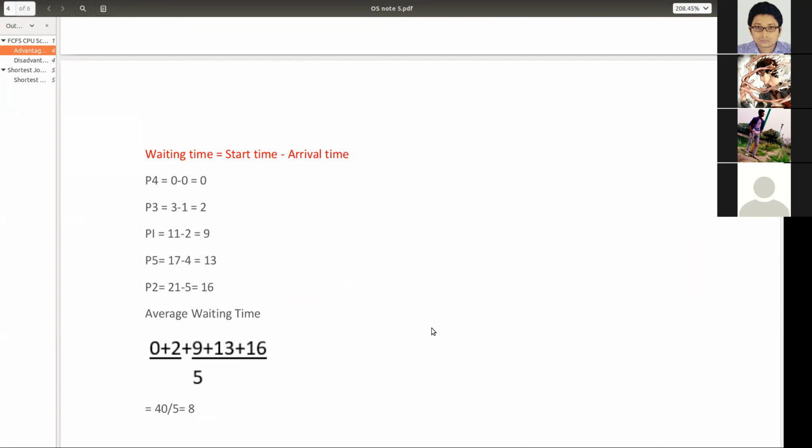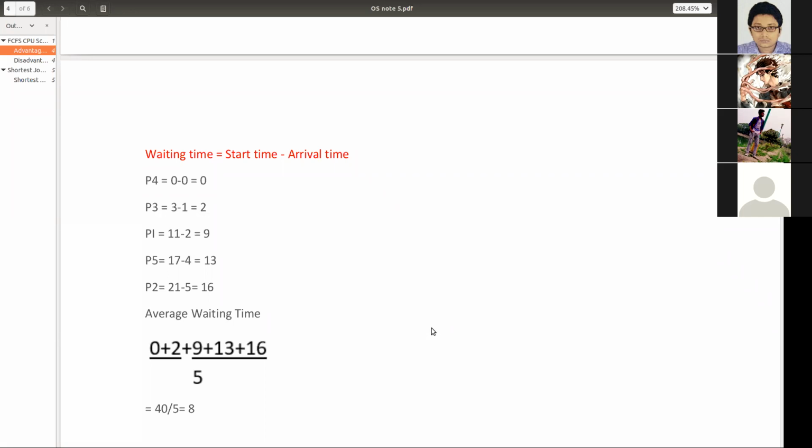So whatever formula you want to remember or understand, you can follow either turnaround time minus burst time, or start time minus arrival time. Both will give you waiting time. Sometimes this formula will be useful, sometimes that one, but both give waiting time. You can follow only one, or you can remember both the formulas.